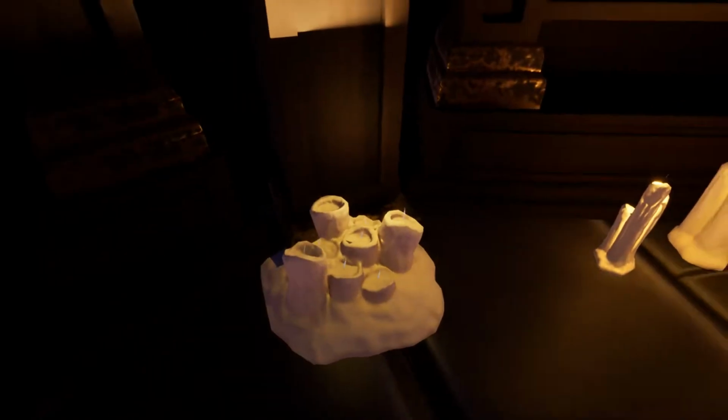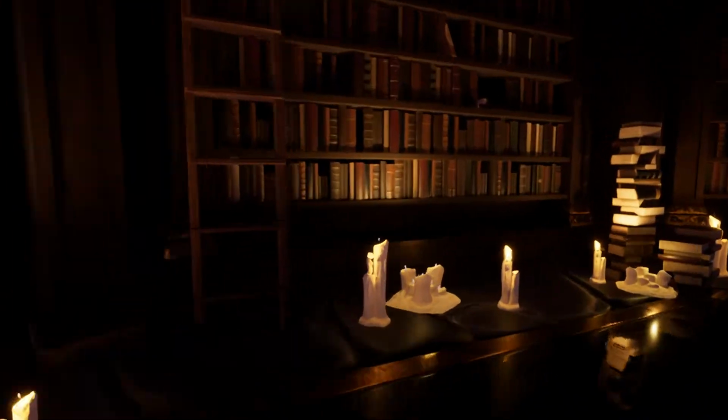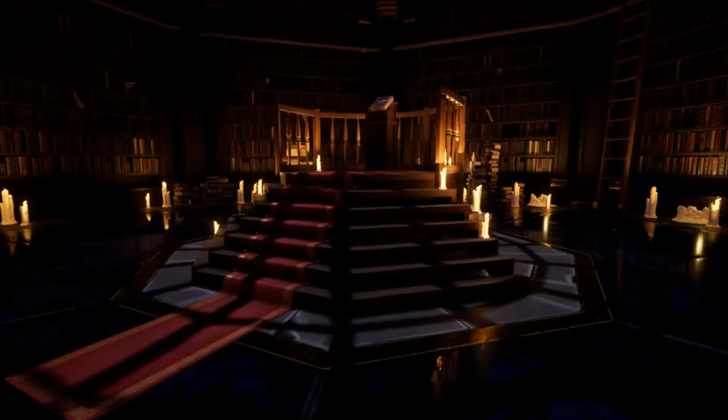Look at the details. I'm liking it a lot. Sounds from the fire, it's cool.